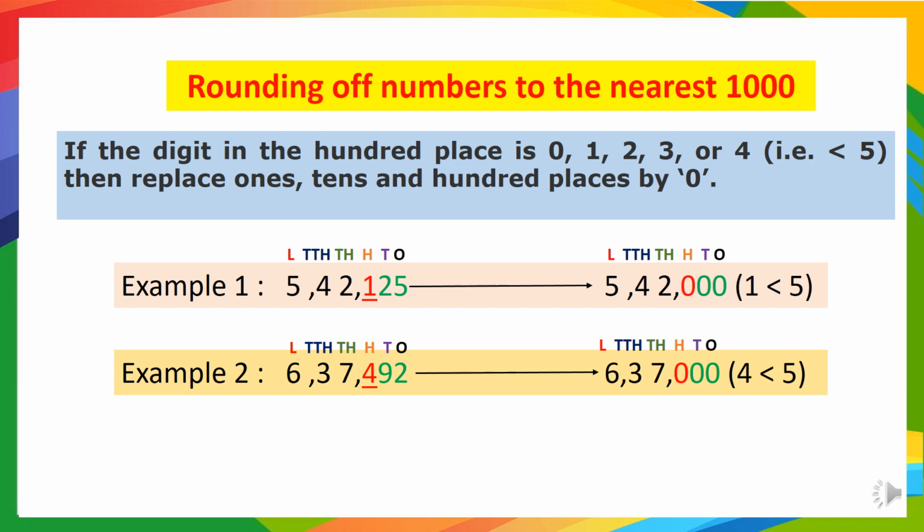Again, now see example 2. 6,37,492. In this example, again the hundred place digit is 4, which is less than 5. So we will round off the ones, tens and hundred place digits to 0. Now the number will become 6,37,000.